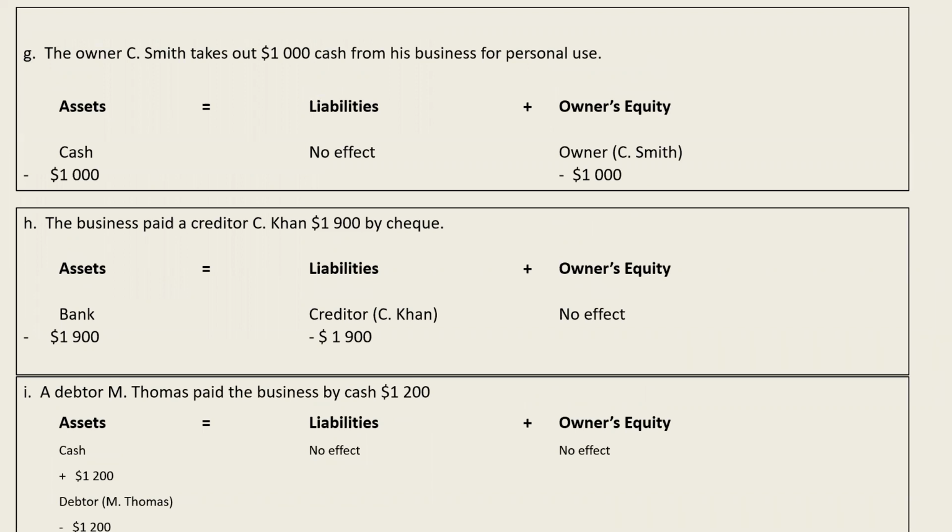Okay, we are looking at G. The owner, C. Smith, takes out $1,000 cash from his business for personal use. When you see a transaction like that, it is referred to as drawings. Drawings. So if the owner takes out $1,000 cash from his business, he ought not to do that, but he can. Obviously, it's going to reduce the cash in the business because he took out $1,000 cash. So under asset, you will put cash, minus $1,000, because he took out cash.